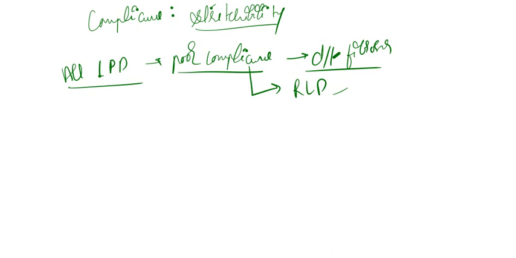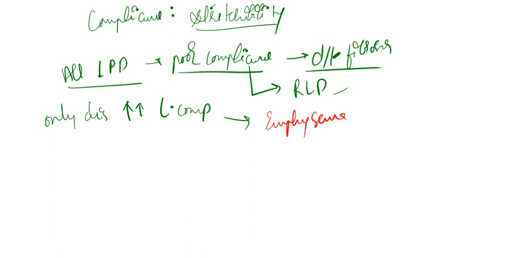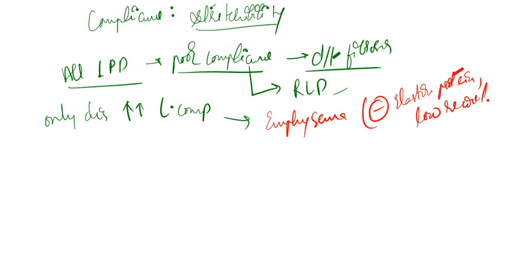Now, the only disease with high lung compliance, that is emphysema. What happens in emphysema? There is loss of elastin protein and low recoil. So the only disease with high lung compliance is emphysema.